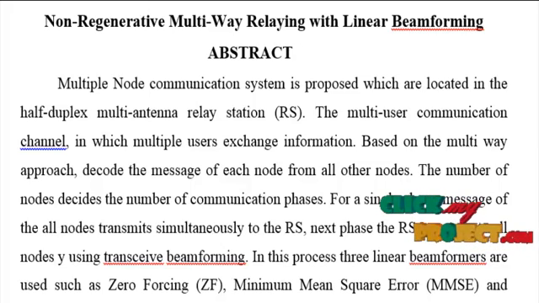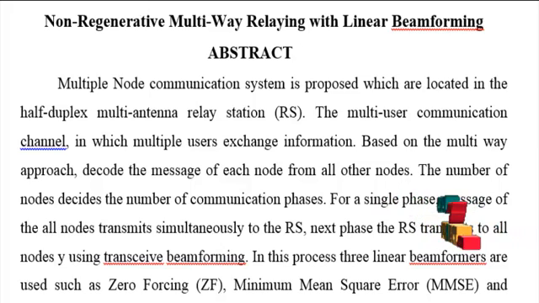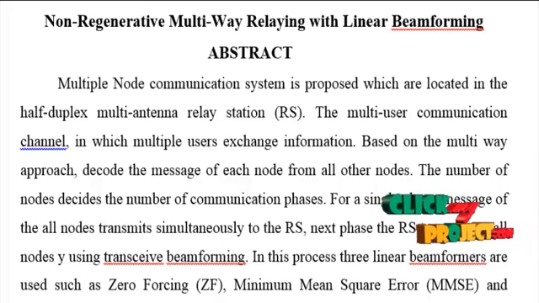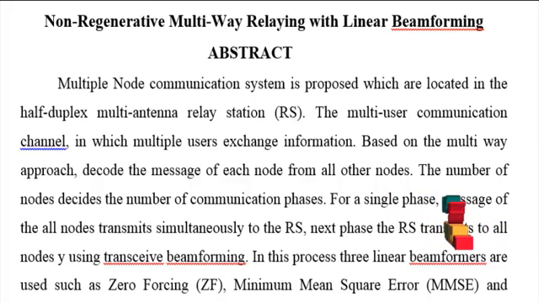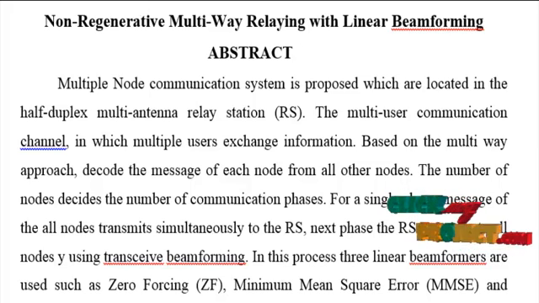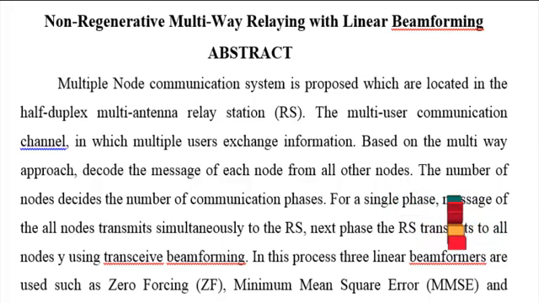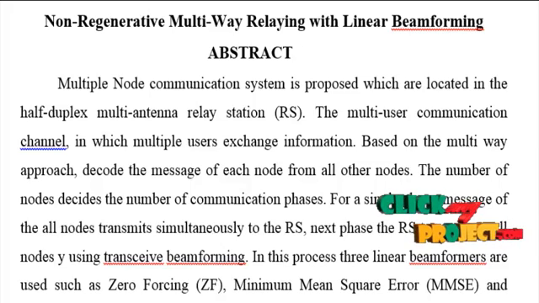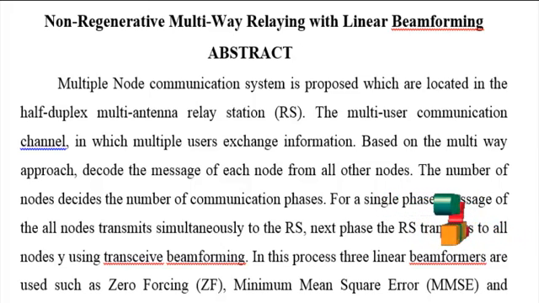In a single phase, the messages of all nodes are transmitted simultaneously to the RS. In the next phase, the RS transmits to all nodes using transmit beamforming. In this process, three linear beamformers are used: zero forcing, minimum mean square error, and maximization of signal to noise ratio. Performance is evaluated with the achievable sum rate for both asymmetric traffic and symmetric traffic.